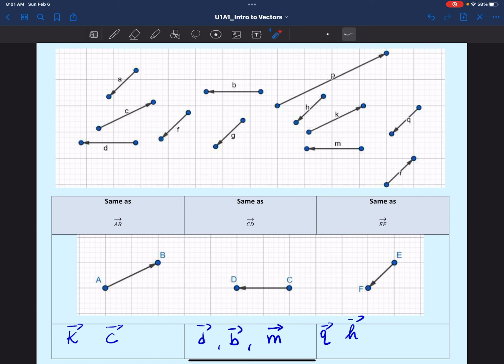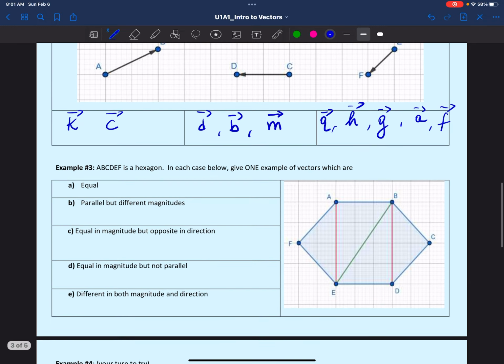And then we have vector G, vector A. Again, just to double check, we have vectors A, F, G, H, and Q. So we need to add one more, vector F. And voila, so these are the equal vectors.